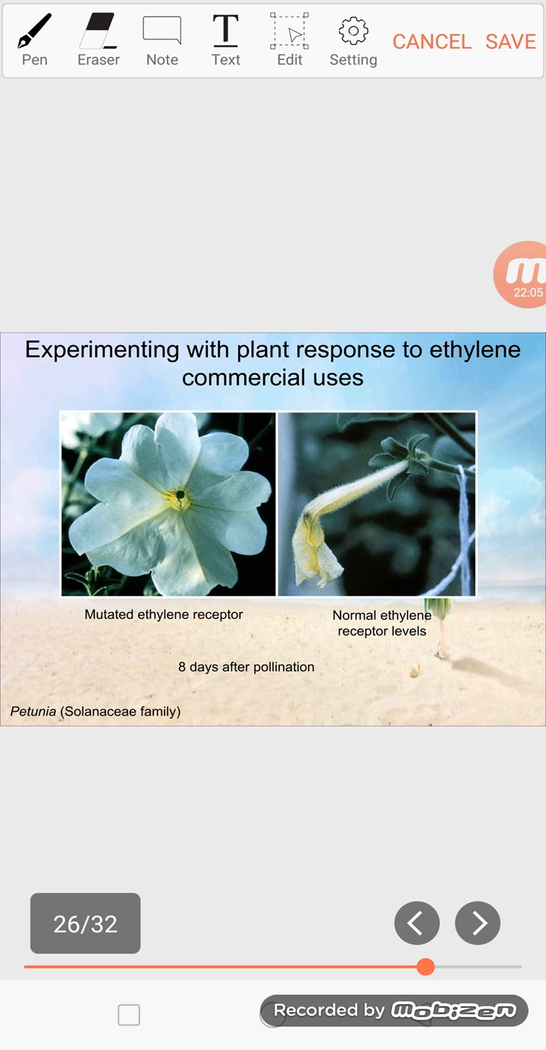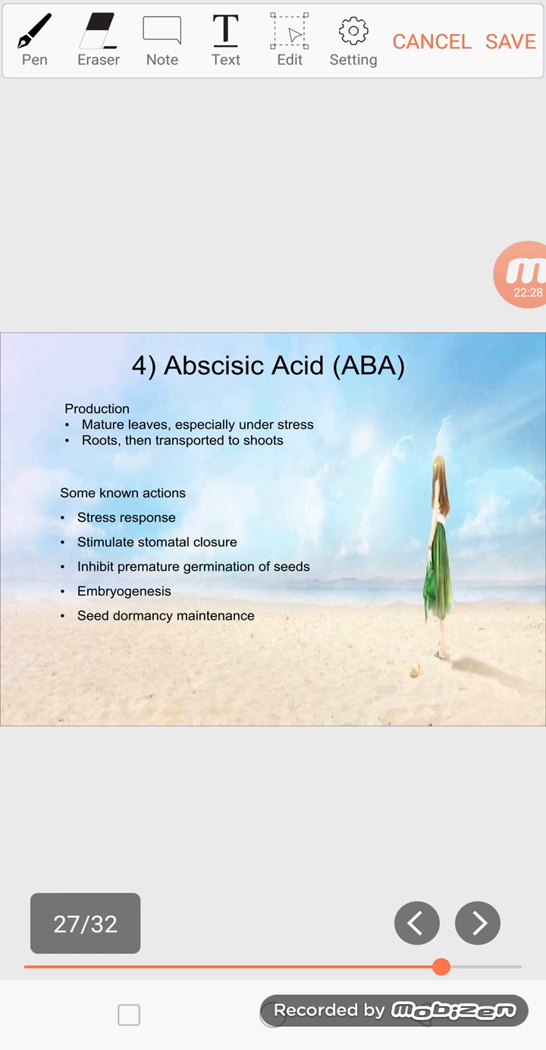Okay, experimenting with plant response to ethylene commercial uses. Okay, so sama juga with this petunia plant. So with the mutated one, they can't sense the ethylene, so they don't go under senescence. On the other hand, for the normal one, they can sense the ethylene too, then they undergo senescence.